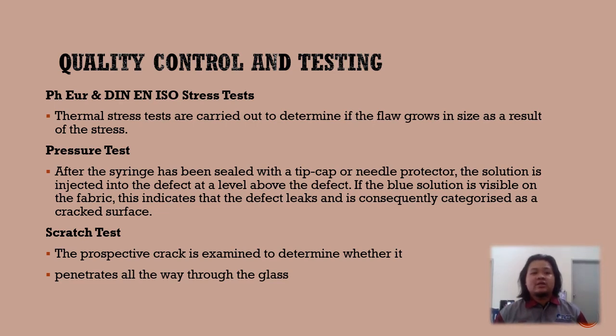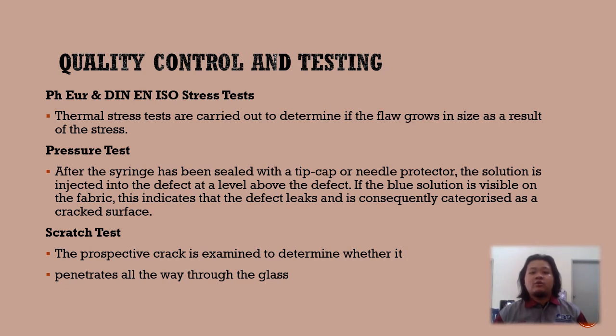I'm going to present about quality control and testing, DIN and ISO stress tests. Thermal stress tests are used to see whether a defect expands in size under stress. This test has two formal procedures. The syringe is placed in a beaker and then placed in an autoclave. Next is the DIN and ISO 7459 stress test, which includes temperature shock.